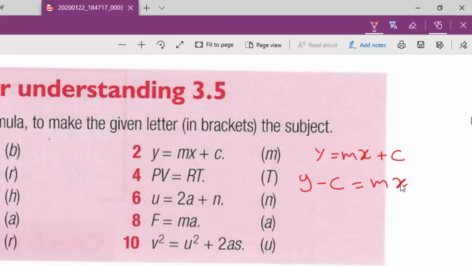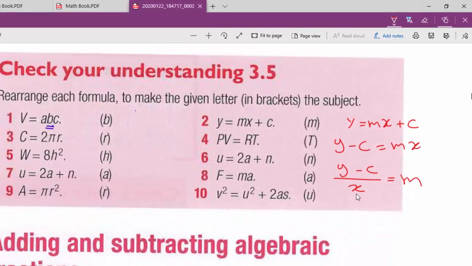Now we need to get rid of this x. The relation between m and this x is multiplication. So to get rid of this x, we divide both sides by x. This one will be cancelled, this one will remain. Y minus c over x is equal to m. Now m is alone on a side, so m is the subject.